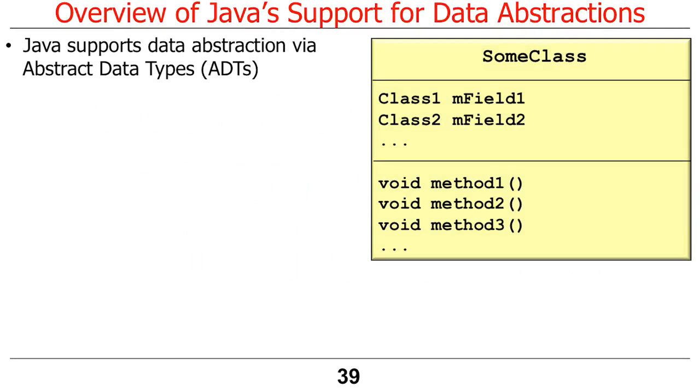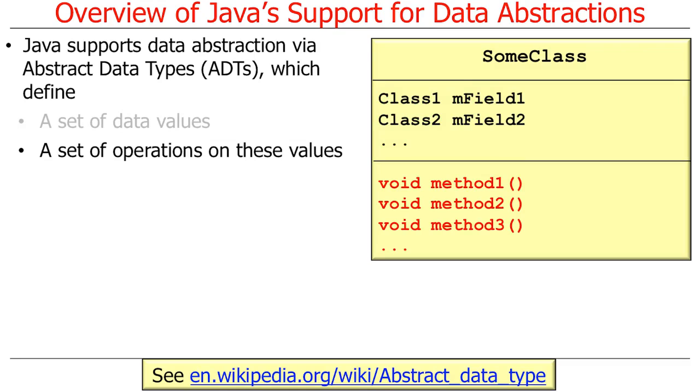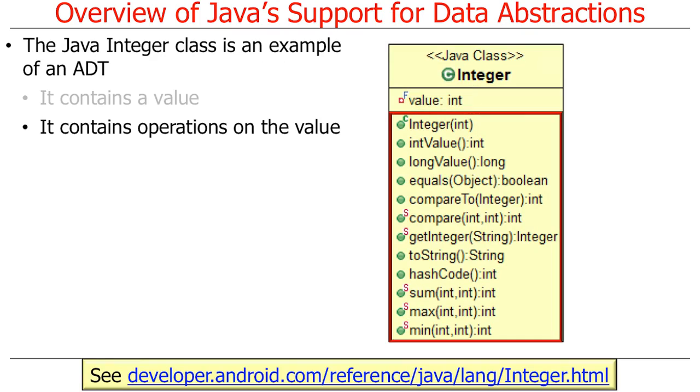Java supports data abstraction via the concept of an abstract data type, or ADT, which defines a set of data values and a set of operations on these values. For example, the Java Integer class is an example of an ADT that contains a value, such as the number 42, together with operations on the value, such as methods that create an Integer object from a primitive int value and vice versa, as well as methods that compare two Integers for equality.